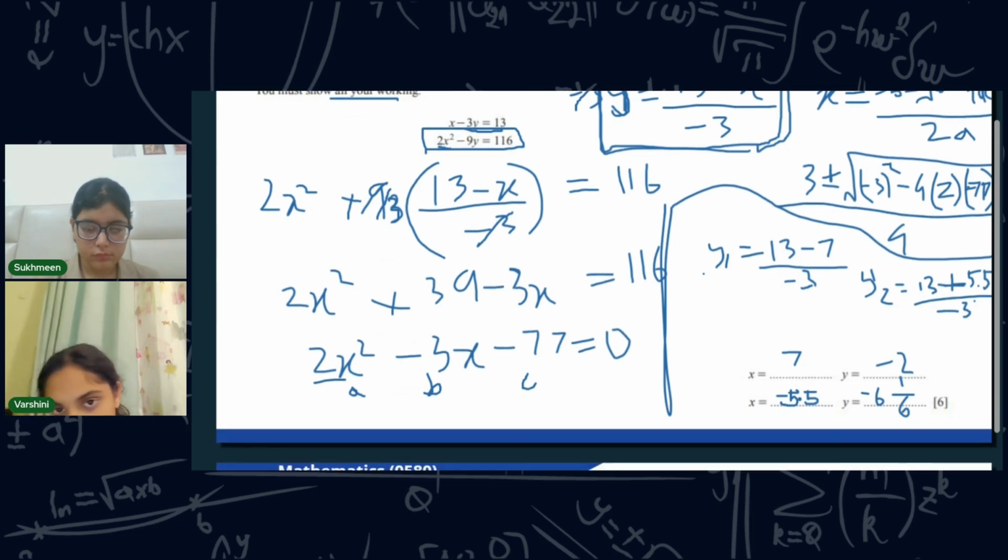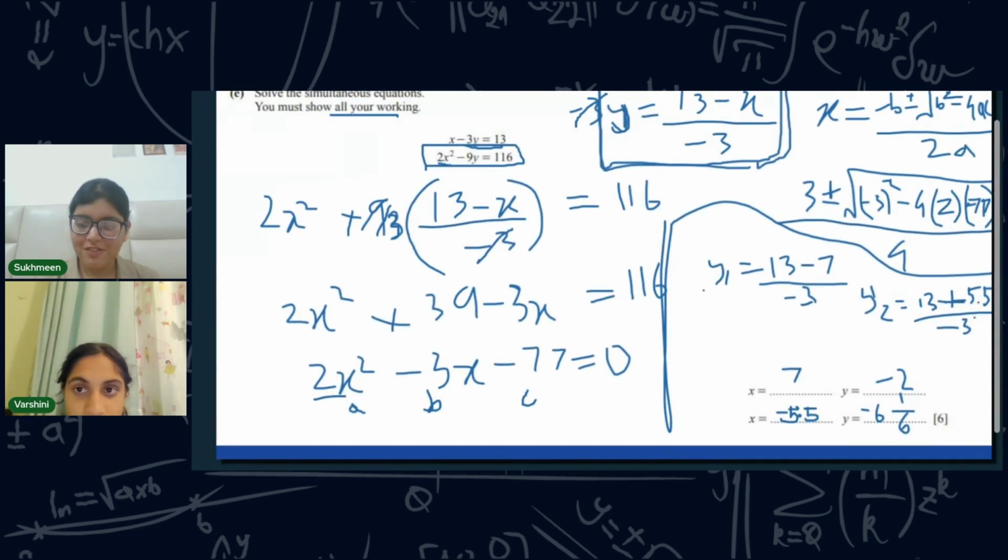Either way works. But don't confuse the values. Like when you put in 7, you got y equals minus 2. So just don't interchange the values when you write them in your final answer. Make sure that x1 and y1 are with the same substitution.